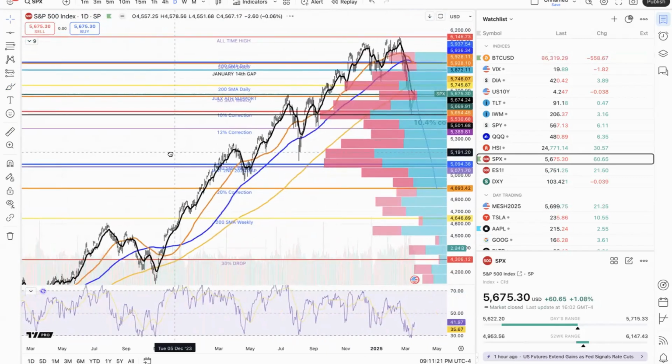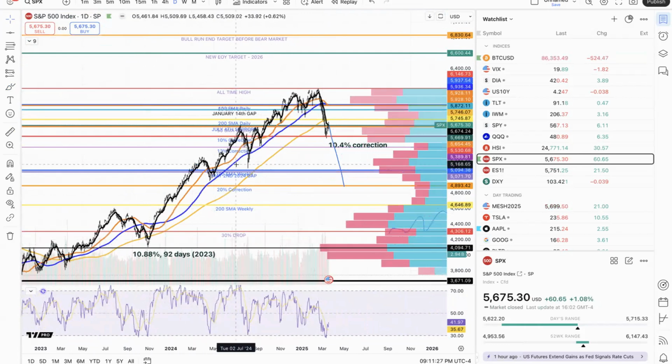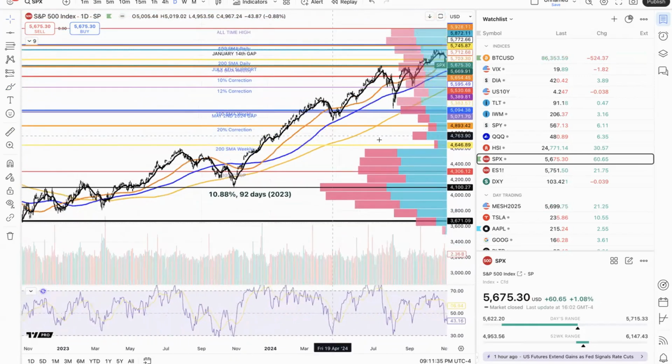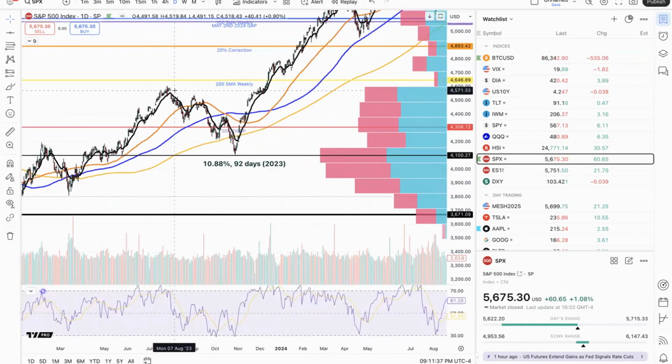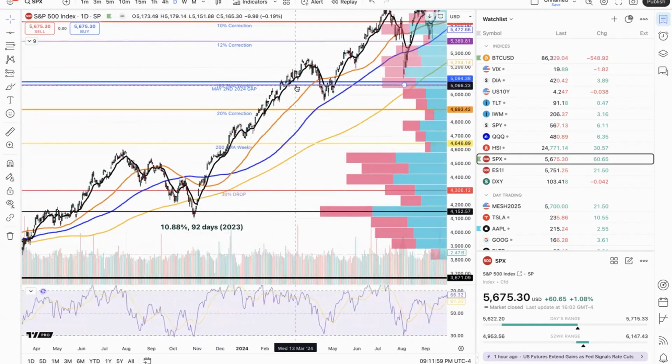So first of all, just look at this run that we've been on, right? I mean, that is straight up. That is straight up, and nothing can just continue to go straight up without some rest. The last time we actually dropped 10%, it's right here. So this was July of 2023 into October of 2023, and we corrected 10.88%, and that was over a 92-day period. All right, and I remember this because people were saying, "Oh my, we're headed into a bear market," but then what happened? We bottomed, and then we just ran up.